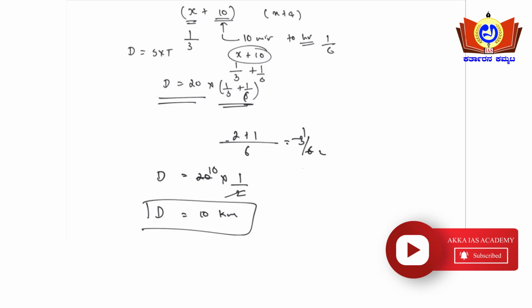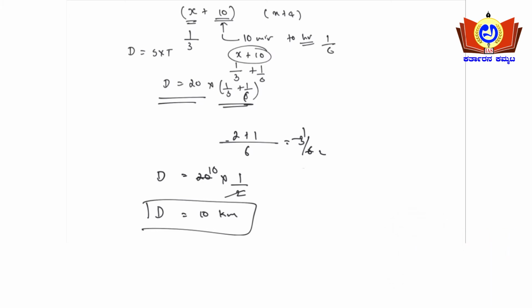See friends, this problem can be solved in another method also. I'll be discussing it on the next page here. So what is the speed here? S1 will be equal to 20 kilometers per hour. S2, speed 2, will be equal to 25 kilometers per hour. So what is the increase, friends, here? 5 kilometers per hour, the speed has been increased.